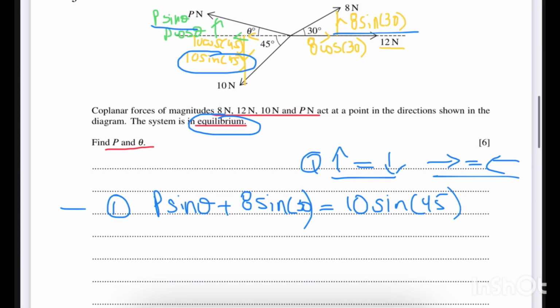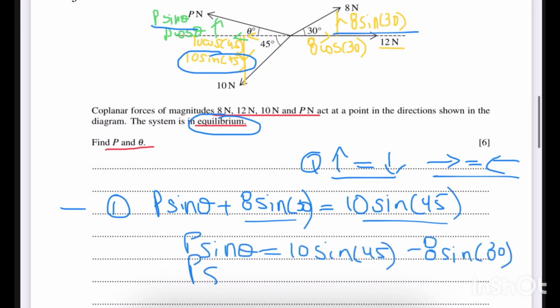So first let's simplify this further. We can take these two like terms to the other side. This means that p sin theta is equal to 3.07.